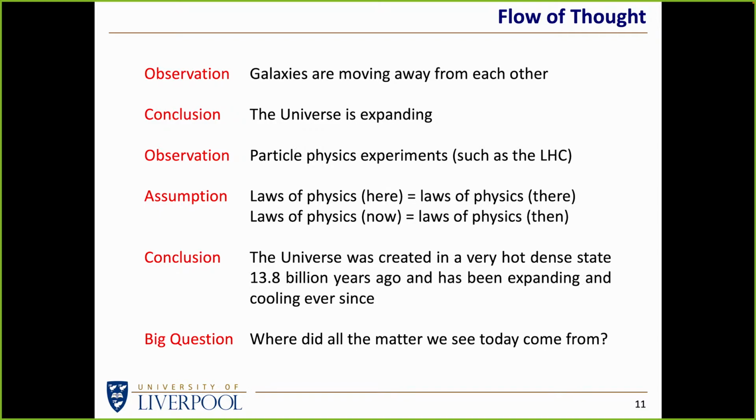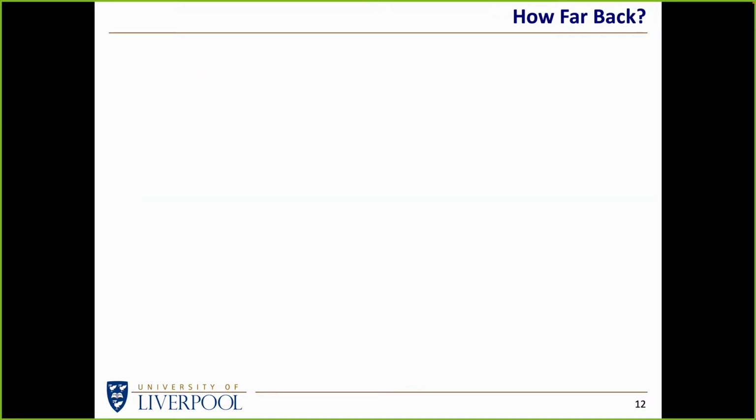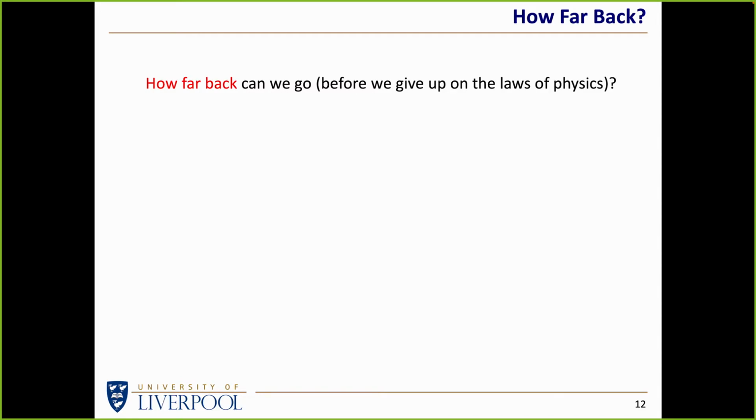But where did all that stuff come from? How far back in time can we go before we basically give up on the laws of physics? Can we go back to the first year of the universe's 13.8 billion year history? Yes, we can go back to the first year and still be confident that the laws of physics we understand today must have held back then.